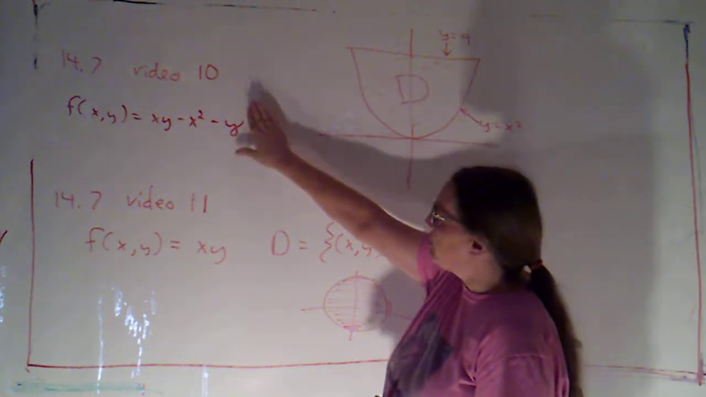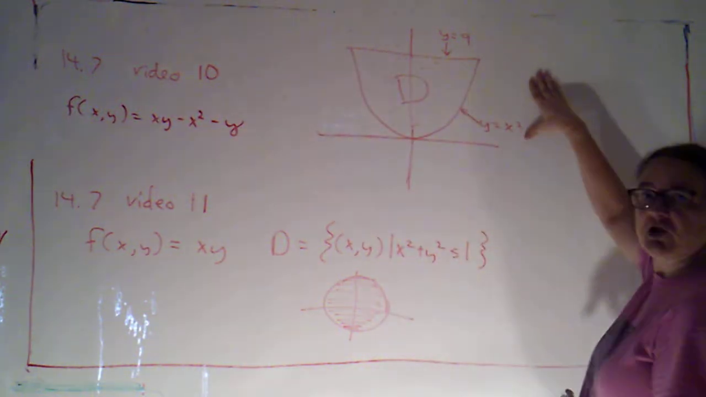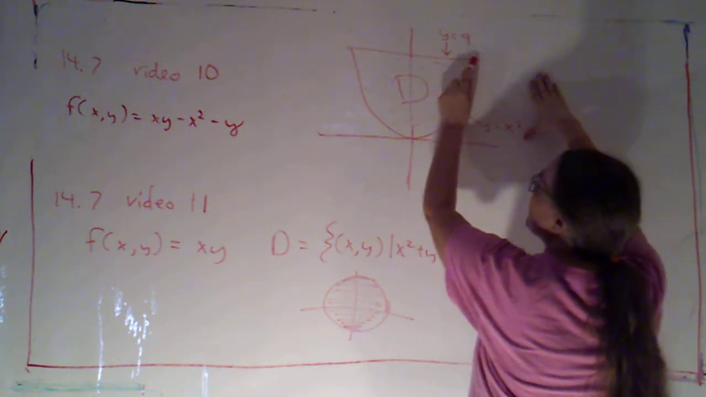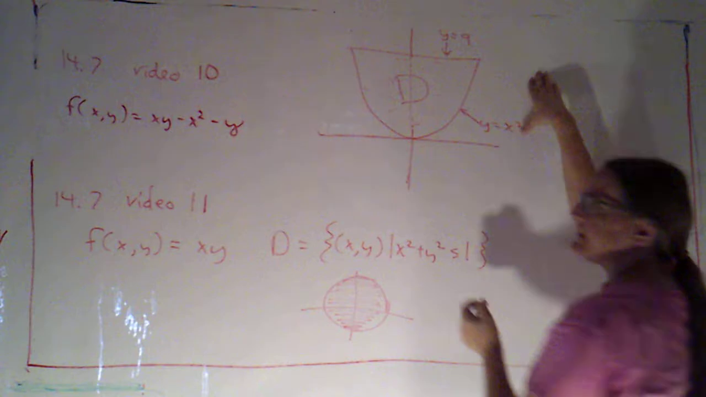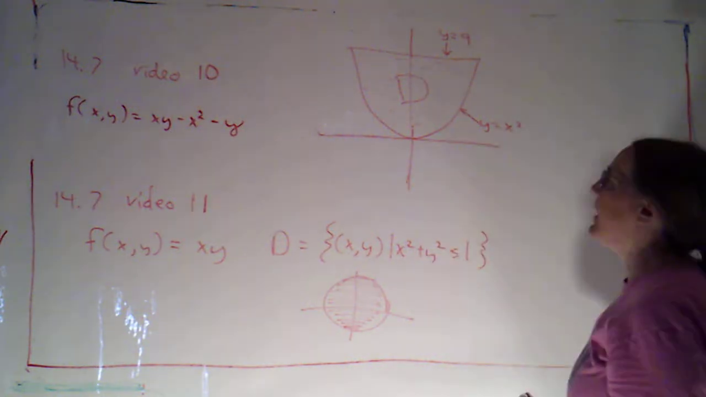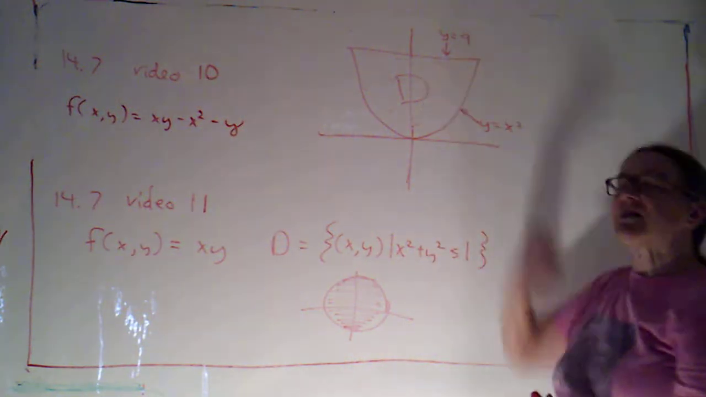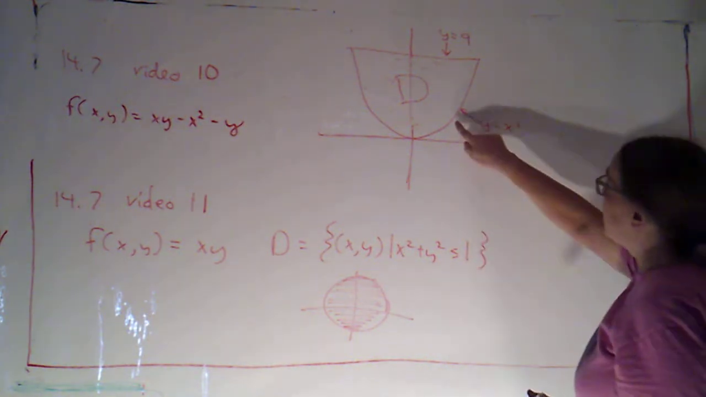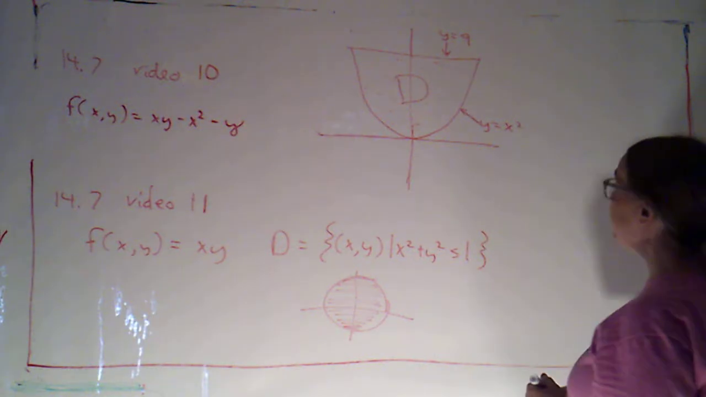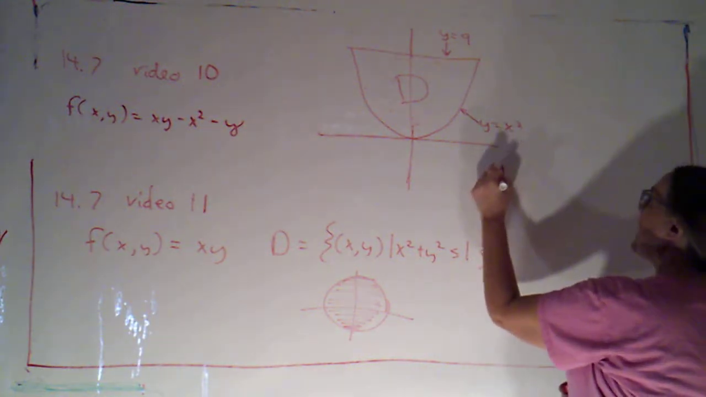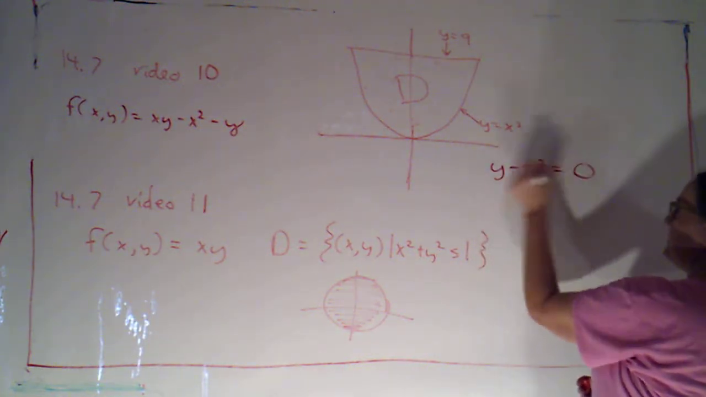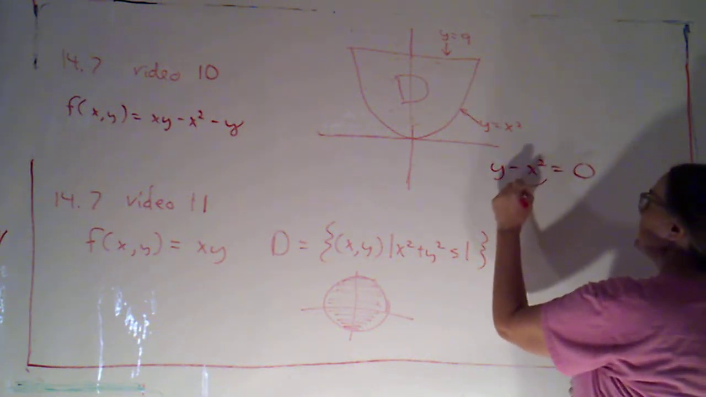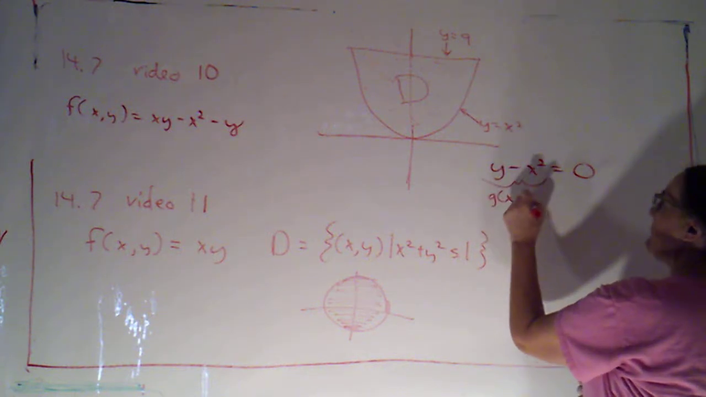In video 10, we were working with this function, and this was our region D. It was the region between the parabola y equals x squared and the line y equals 9, above the parabola, below the line. Okay. This is not a good candidate for Lagrange multipliers. Now, I could certainly view the parabola as being a level curve for the function y minus x squared, because that would mean y minus x squared was equal to 0. So I could view that as a g of x, y.